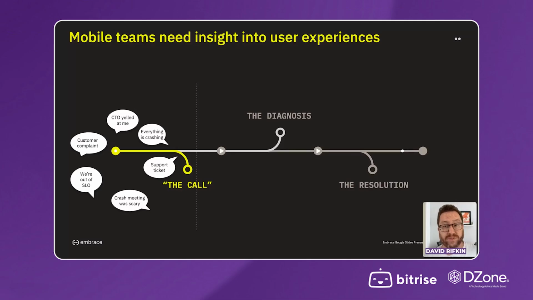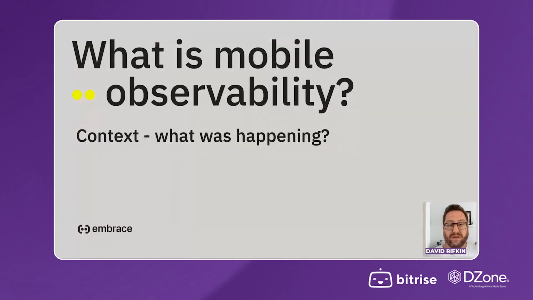The goal of observability is making sure that you can be proactive. So for observability, we need the ability to ask meaningful questions about that app while it's live in production. Let's dig in a little bit.